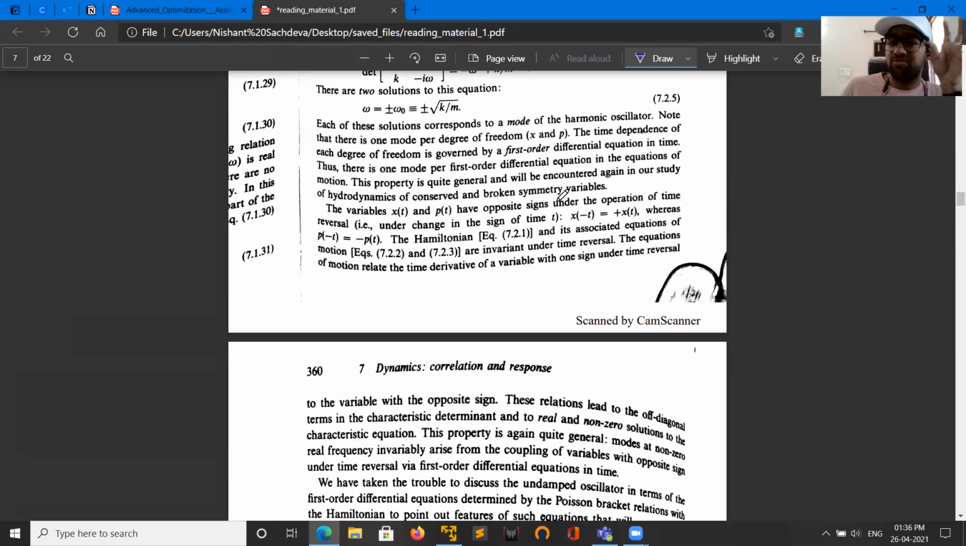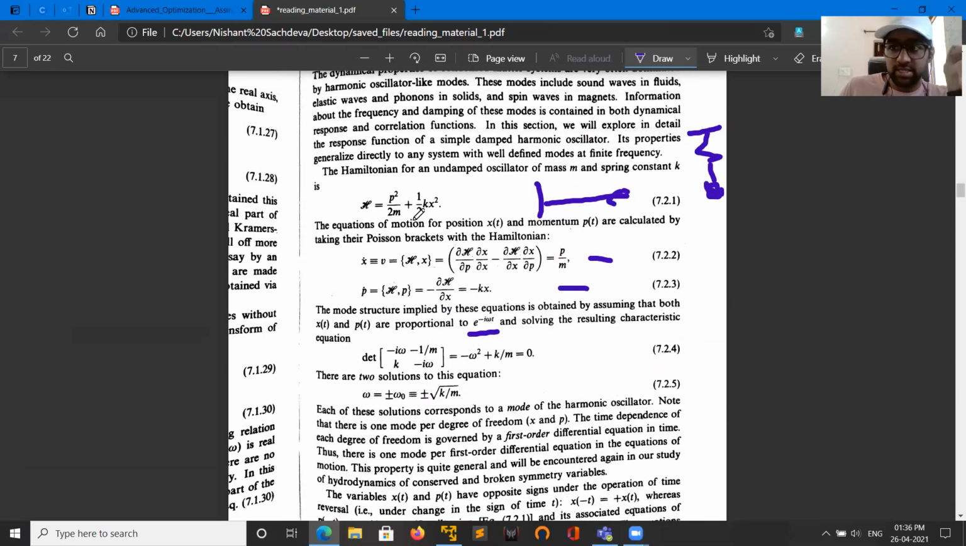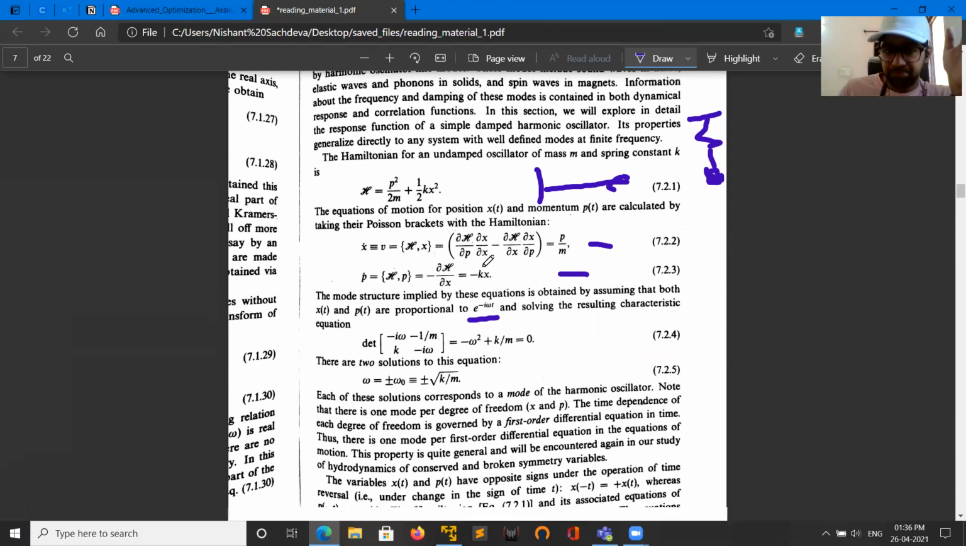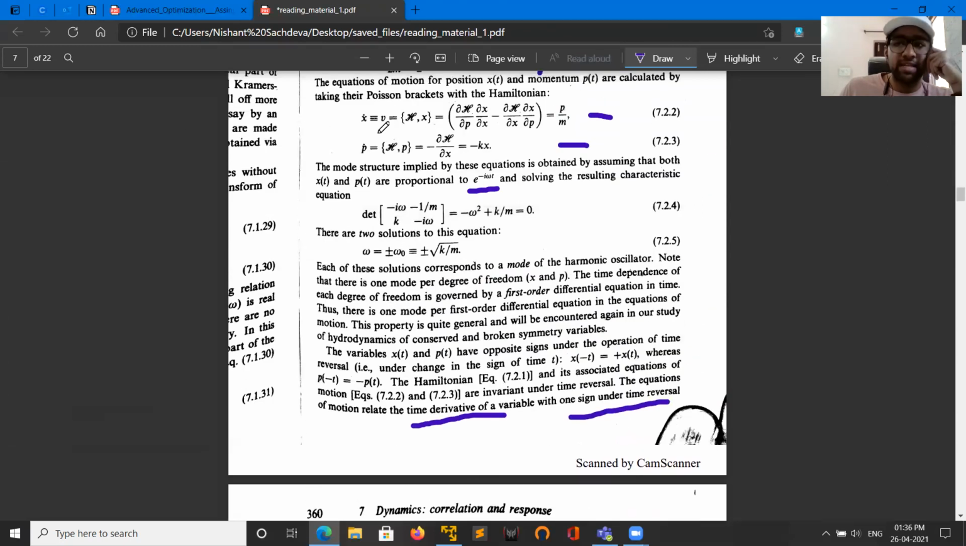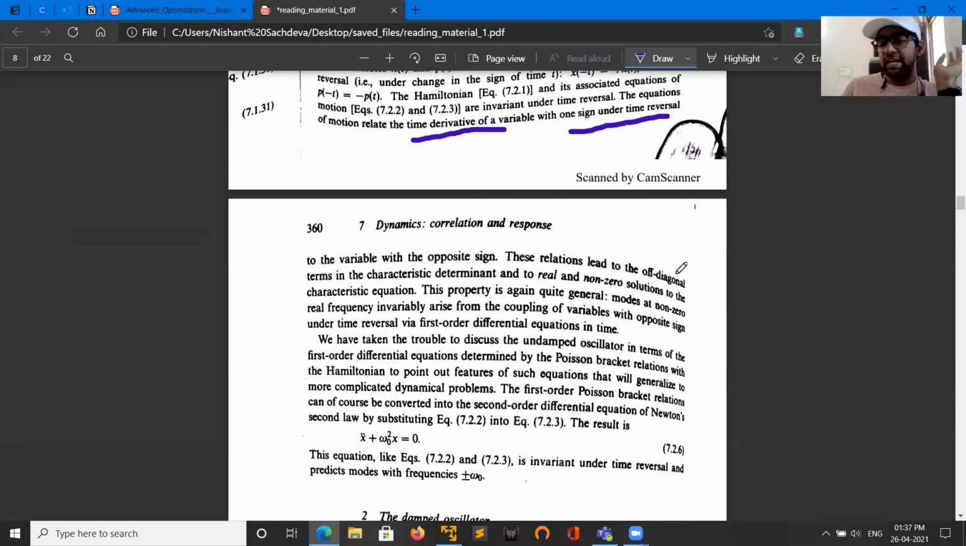The equations of motion relate the time derivative of a variable with one sign under time reversal to the variable with the opposite sign. What happens here is x is even, and opposite to that is p, which is an odd function. It relates that to this, which is an even function. Similarly, x dot is an odd function, related to p by m. That way we have our functioning. Now these relations lead to the off-diagonal terms in the characteristic determinant.